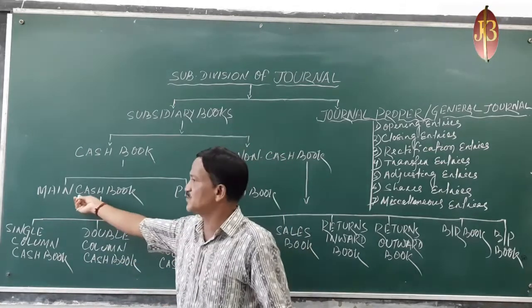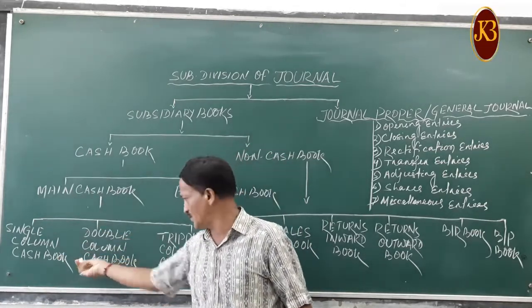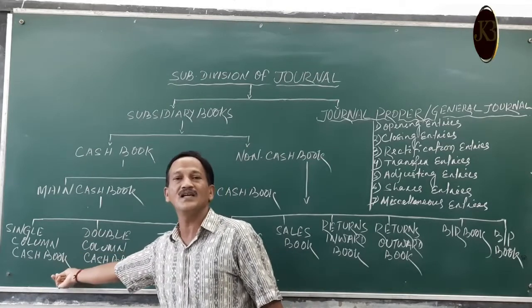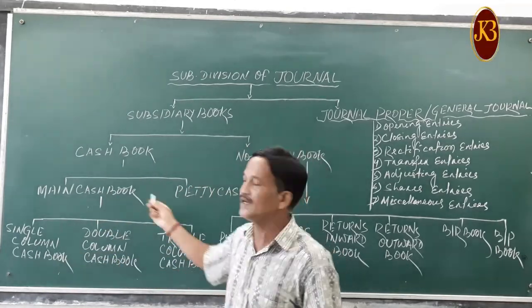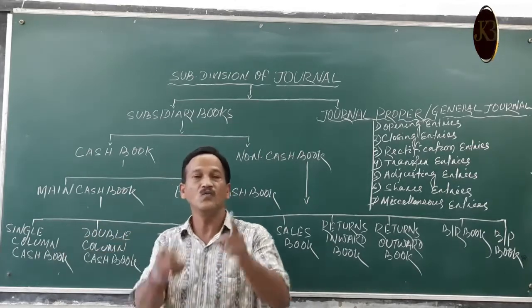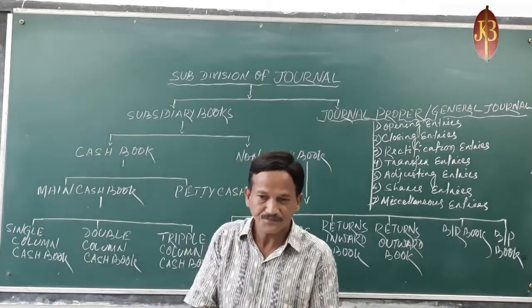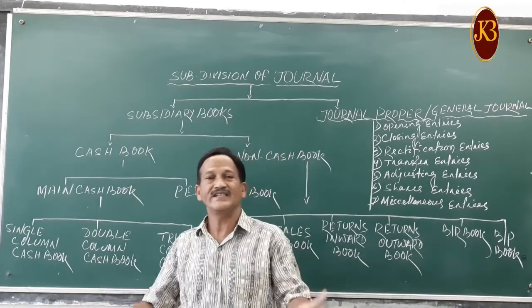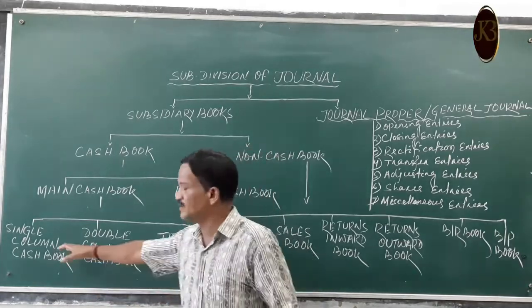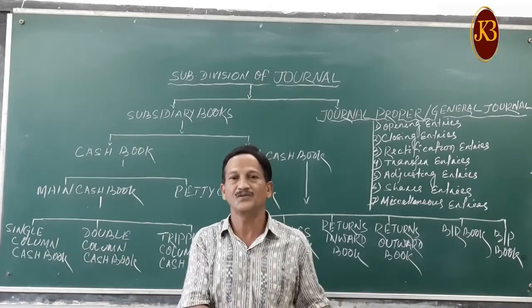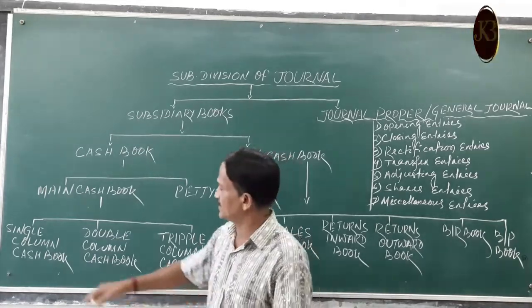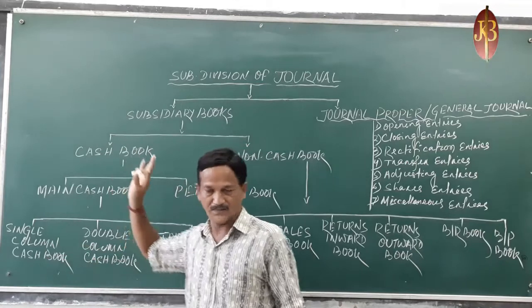And the main cash book is divided into three categories, that is single column cash book, double column cash book, and triple column cash book. Single column cash book means only one column is there to record the transactions, that is the receipts side has one column and the payments side also has one column, so that all the transactions will be recorded.